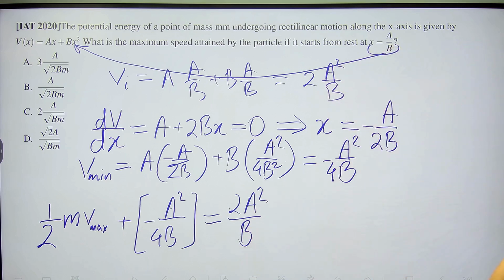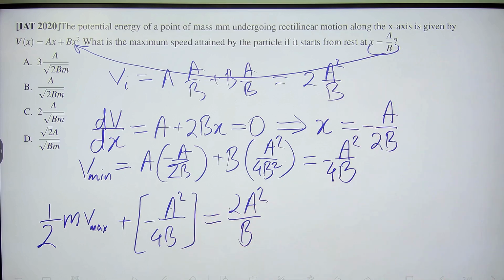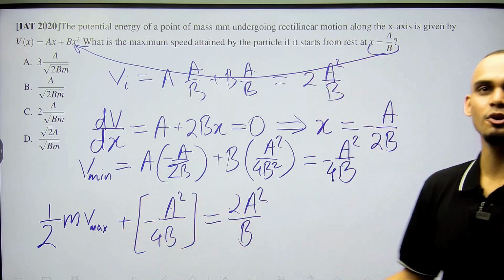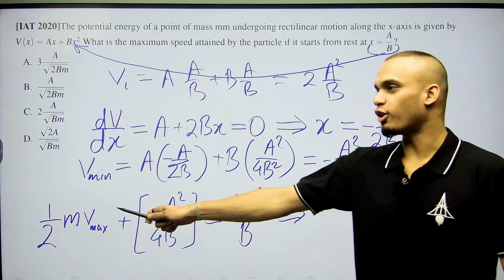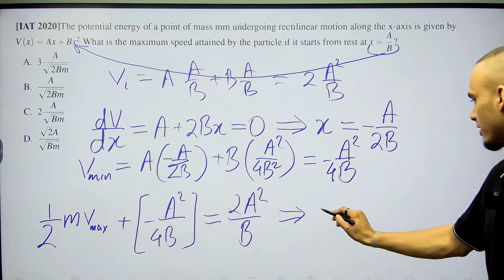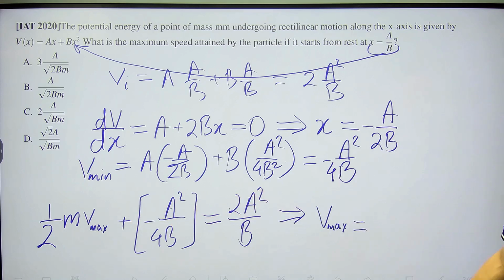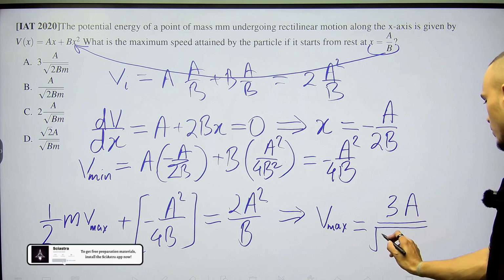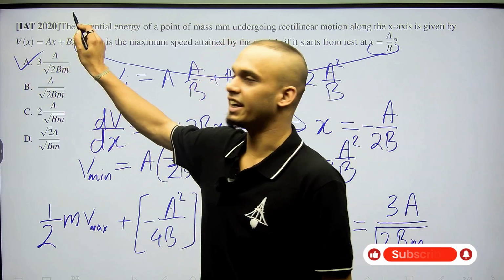Rearrange the terms, we get twice of A square upon B plus A square upon 4B. That will be added, and we can thus find the value of its maximum speed. And so if we solve this equation for the value of V, we get V max is equal to 3 on top into A upon under root 2Bm. Thus, option A is correct in this question.